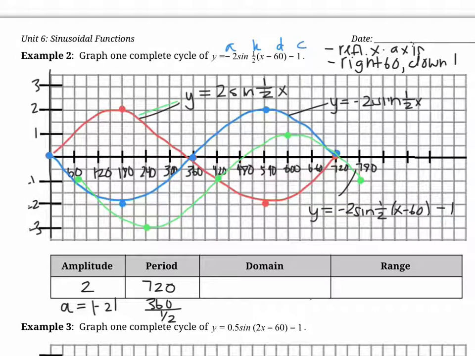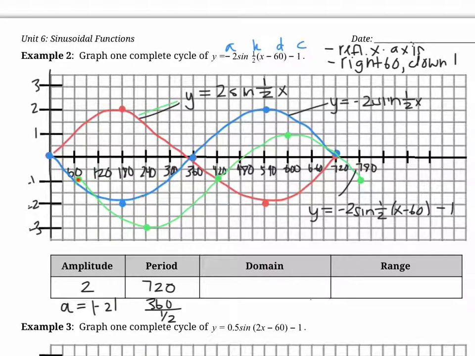Our red graph here was our first graph where we just graphed the amplitude and the period. So we have our 2 for A and our K value is a half. And then our blue graph is after we reflected it, so it's the same equation but a negative in front of it. Now let's add in our domain and range of our final transformed graph. So here's our final transformed graph here.